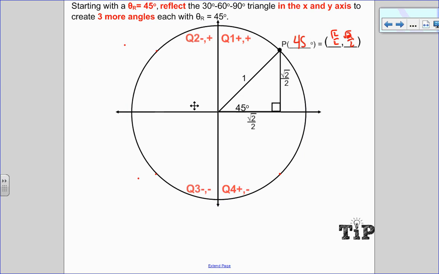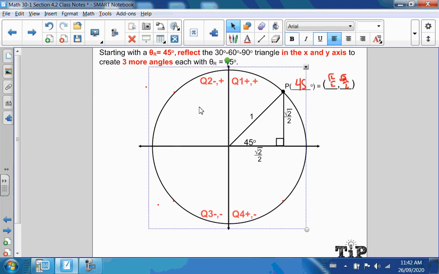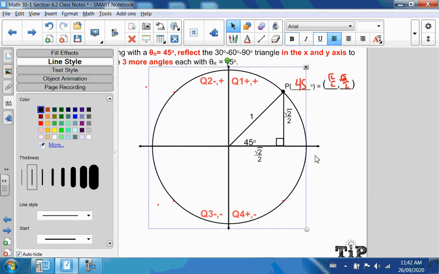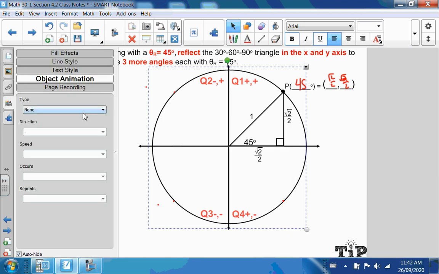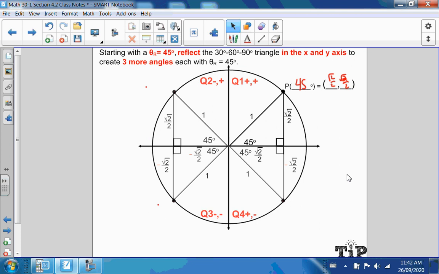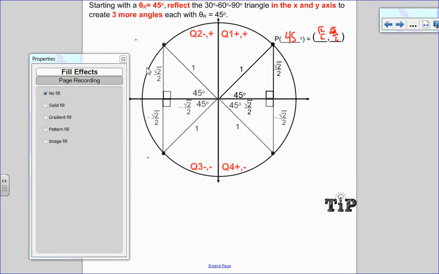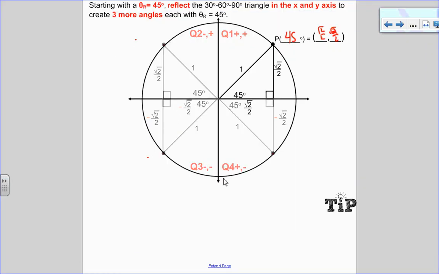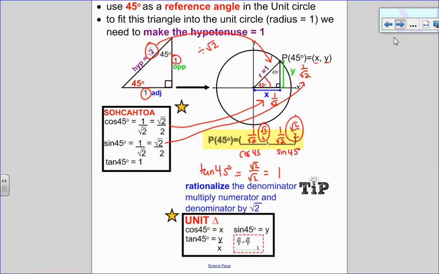Okay, so let me just fix this up here. Just a second. My technology is not working. Let's try this again. There we are. Okay. So looking at this here, here's all my reflections, because we've done the reflections so many times, you guys know the drill. And of course I just faded it out. Okay, let's try this one more time.